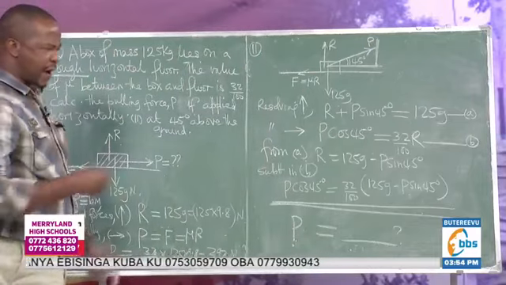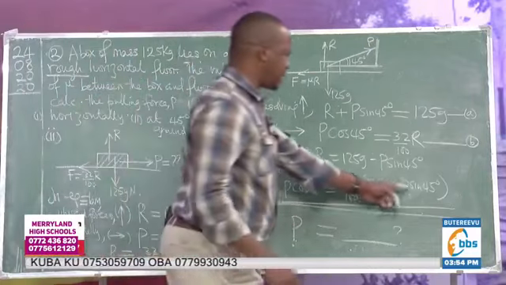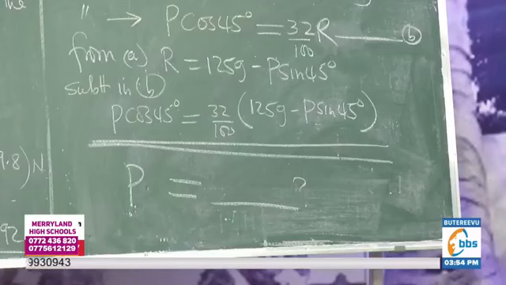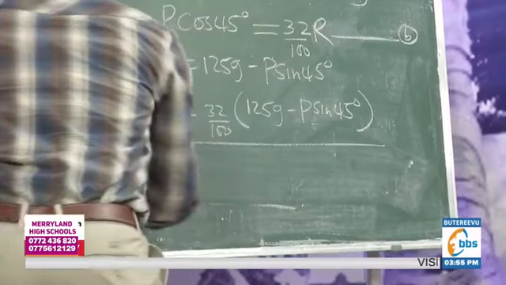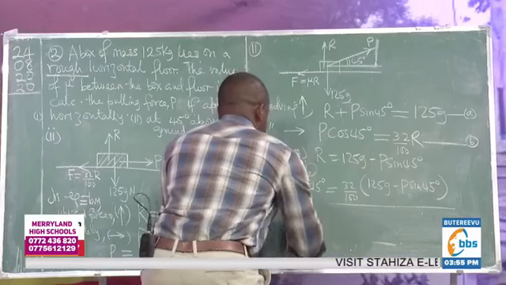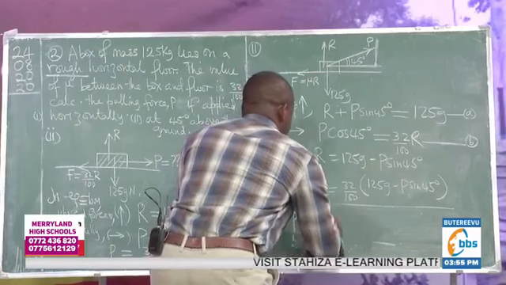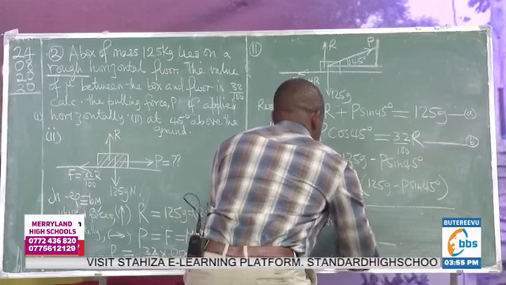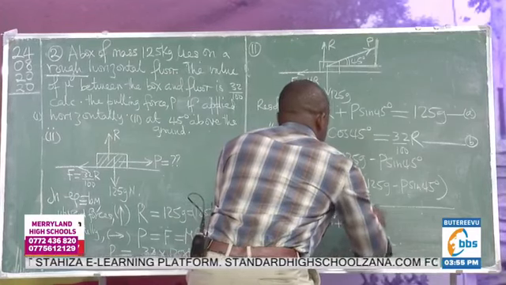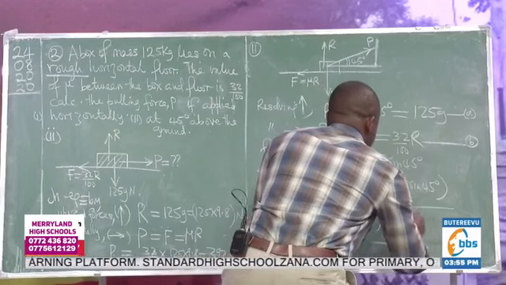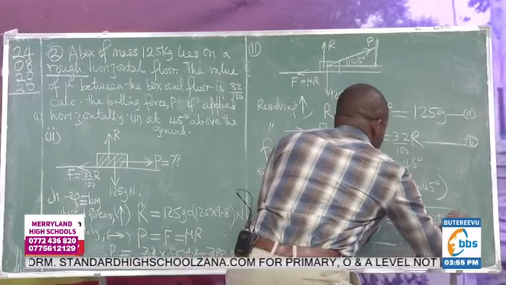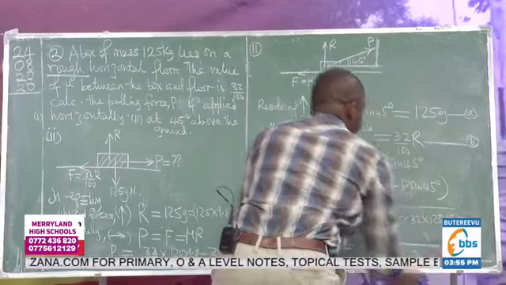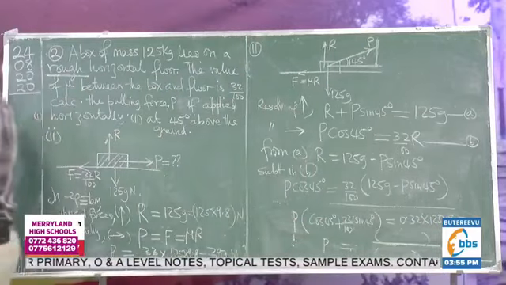Open brackets, rearrange. If you open brackets and rearrange, mu times P will come this side, and you will be able to get P. I could quickly say that your P times the cos of 45 plus 32 out of 100 times P times the sine of 45, because the P is out, will be equal to 0.32 times 125 times 9.8. So our P would be found by dividing these two expressions. You divide and get the answer.